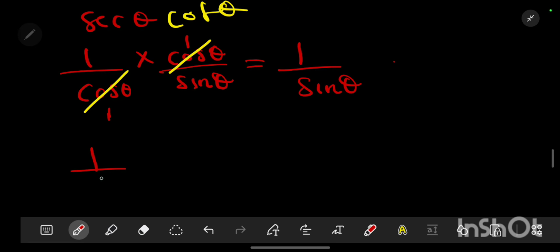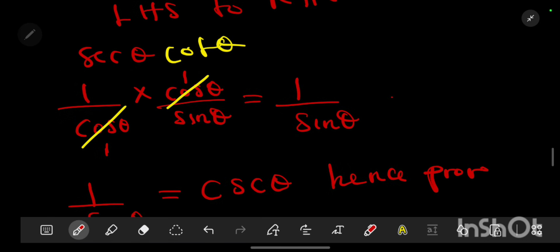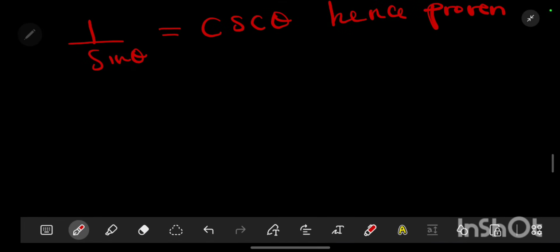Now remembering that 1 over the sine of theta is equal to, what is 1 over the sine of theta? So 1 over the sine of theta, remember, is equal to cosec of theta. So we can say hence proven, like that. So just by doing this, we have proved. Let's look at our next question.